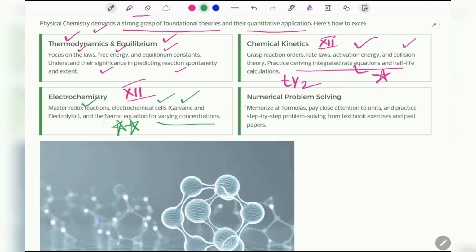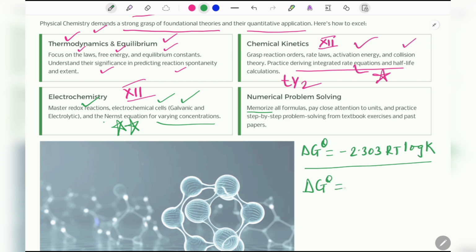And of course, it goes without saying that you have to memorize all the formulas which are given in the textbook. For example, one of the formulas, delta G naught is equal to minus 2.303 RT log K. This is just one of the examples which I have given you, so you can go through many other formulas which are given in the textbook. Please try to revise them because they are extremely important.